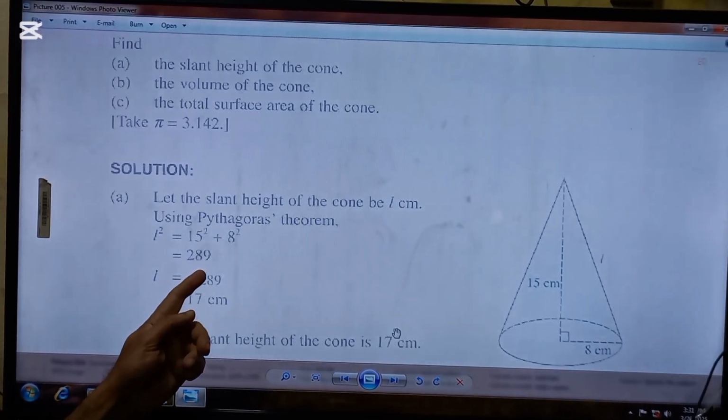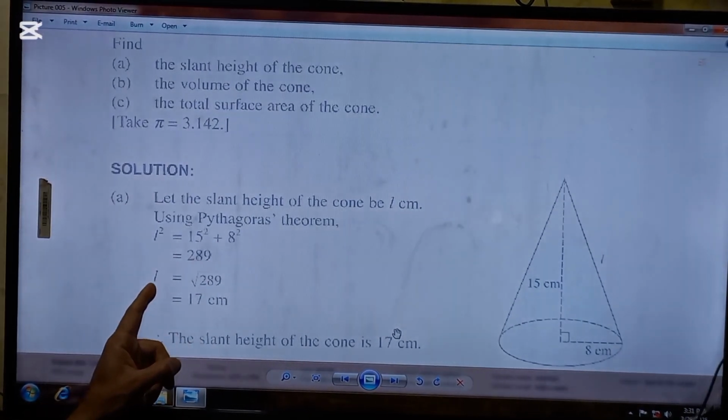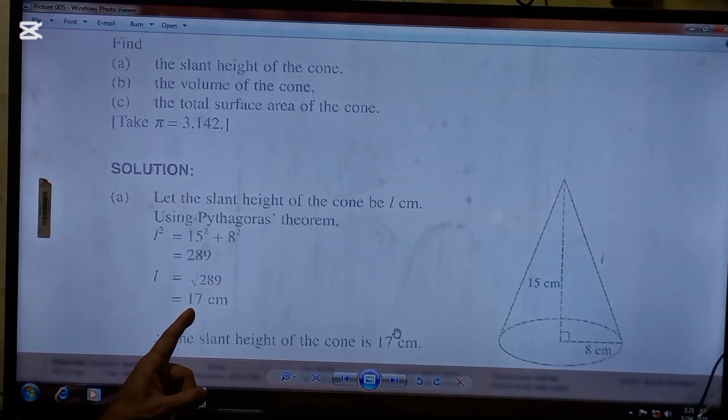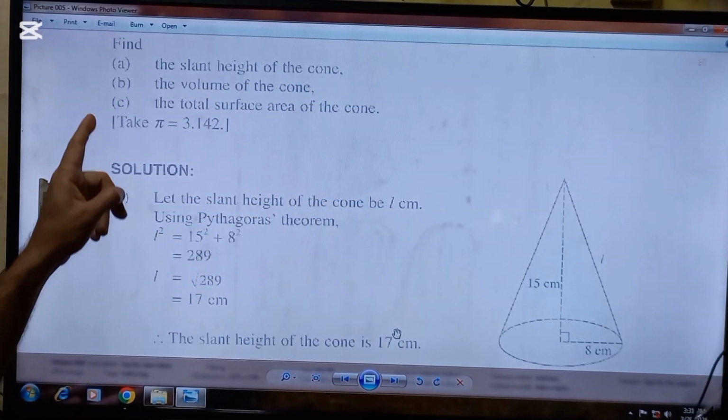This will be equal to 289. You will take the square root of both sides. This will be equal to L, and the square root of 289 is 17. So L is equal to 17. This is the answer of the A part.